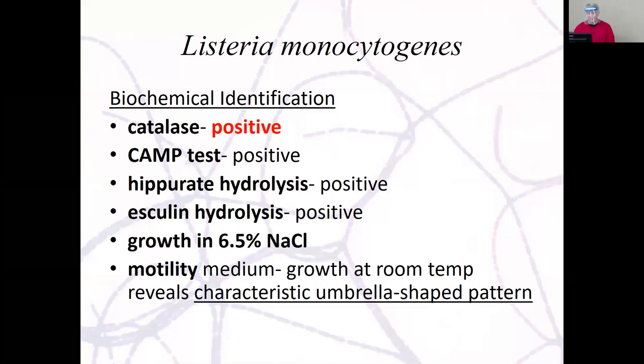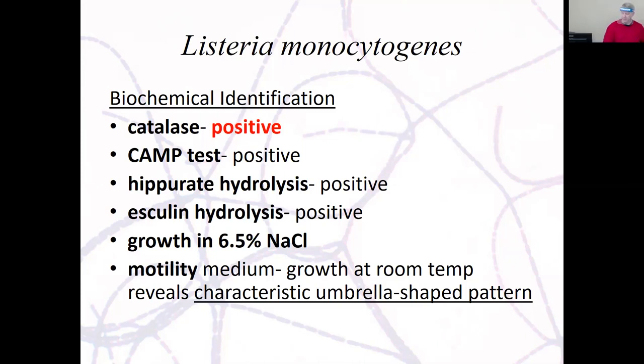Biochemically, it's catalase positive, CAMP test positive. We're familiar with the CAMP test. Hippuric hydrolysis, esculin, and growth in sodium chloride look like all positive. I don't know why I don't have a positive with growth; I guess because we said it's growing in 6.25 sodium chloride. Motility, though, this is what we want to show. We're going to put this on demo, we hope.